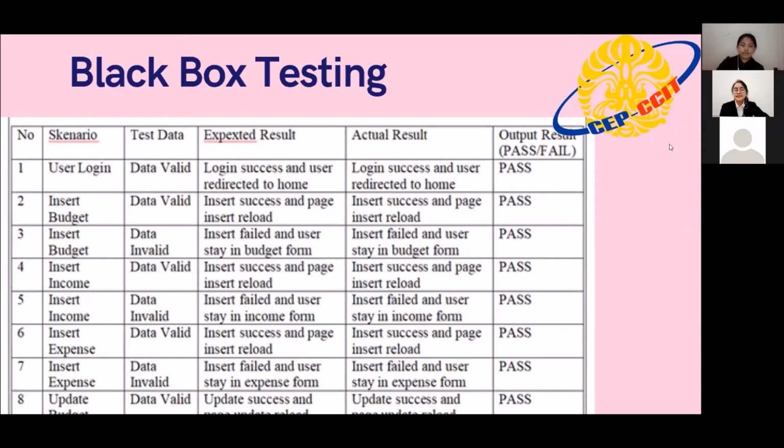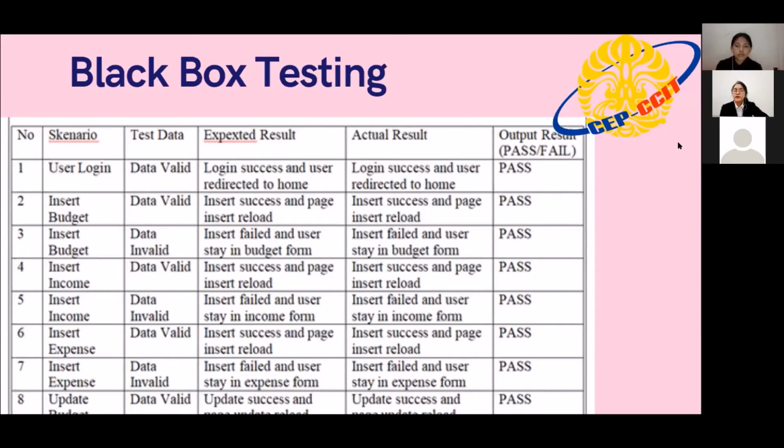Next is insert budget 2, but the test data is data invalid. The expected result is insert failed and user stays in budget form. The actual result is insert failed and user stays in budget form. This case happens when we insert the budget but don't input the description or the amount value. The fourth is insert income, data valid, insert success and page insert reload, and the actual result is the same as the expected. So the output result is pass.